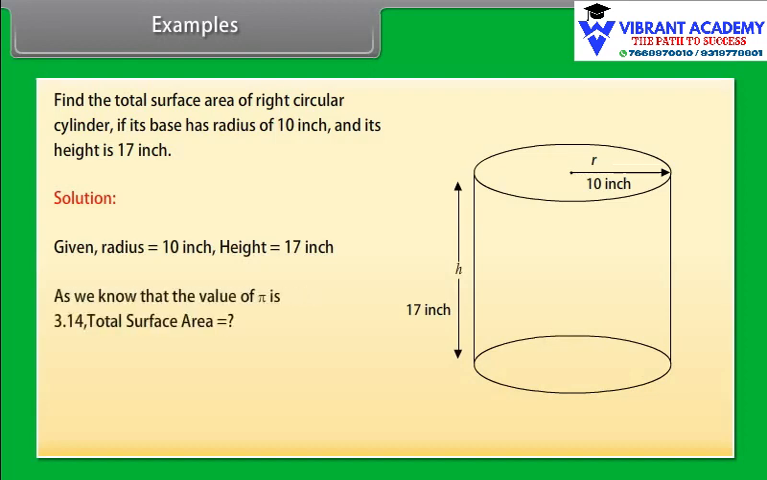This is equal to 2πr² + 2πrh, which is equal to 2πr(r + h), where h is the height of the cylinder and r is its radius.